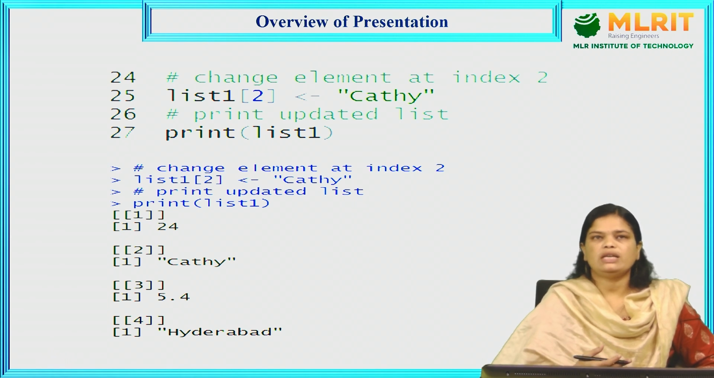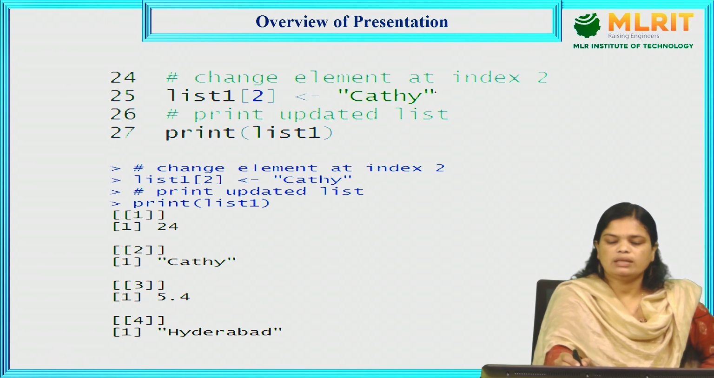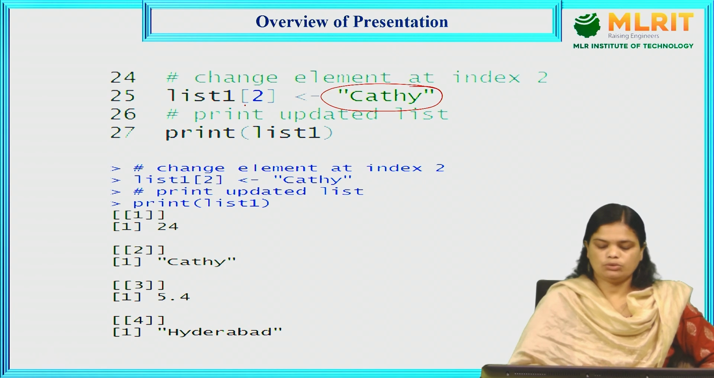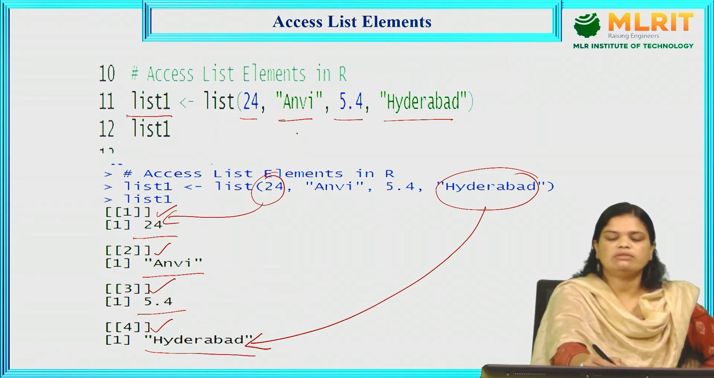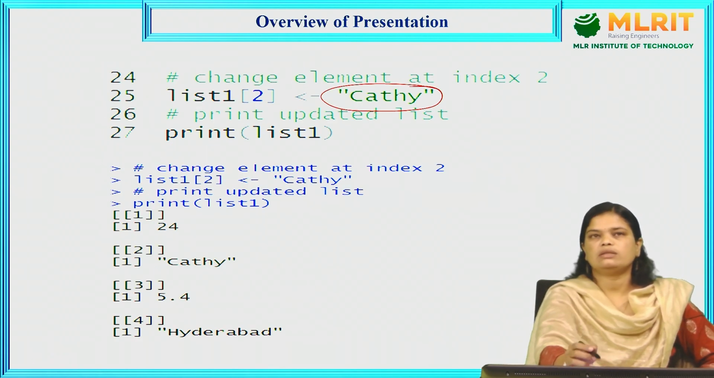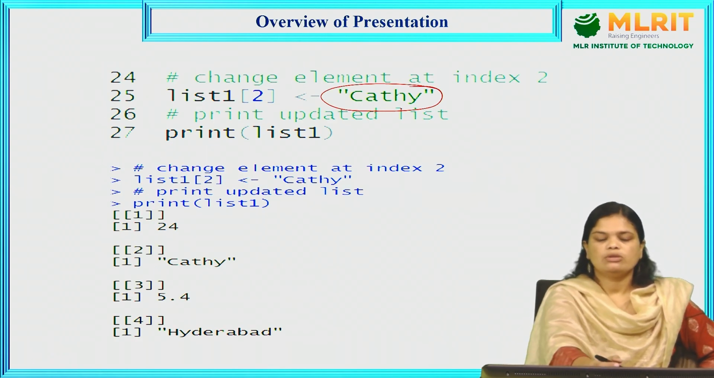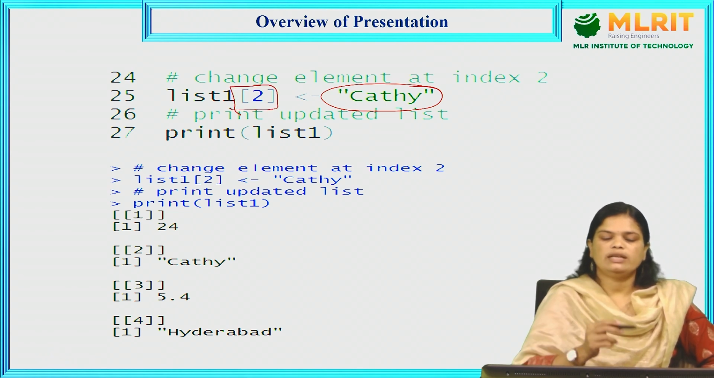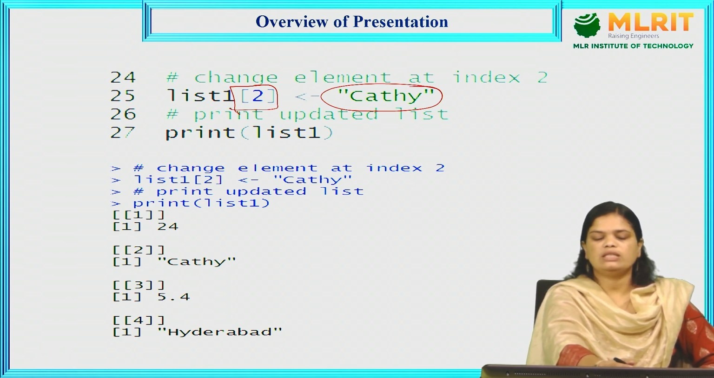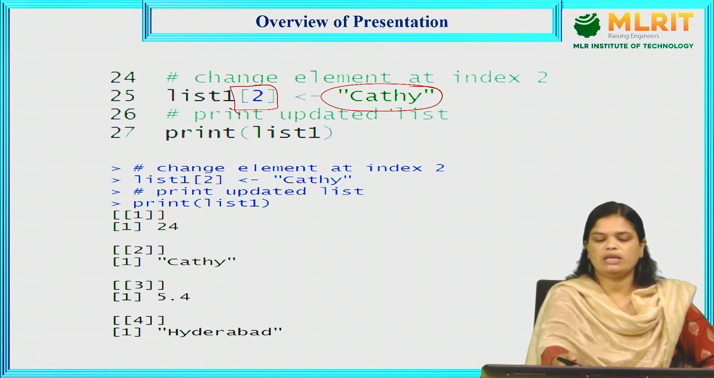Now I want to change. You can change or you can delete. If you know the index value of a list, you can do the data manipulation. So I want to replace the name Anvi with the name Kathy. So I need to know the location where it is stored. Once we go back, in the index value 2, I have Anvi stored. Now I want to replace Anvi with Kathy. So I have to mention the index value properly, then only can we replace. Now list1 of 2 index value is replaced with Kathy.